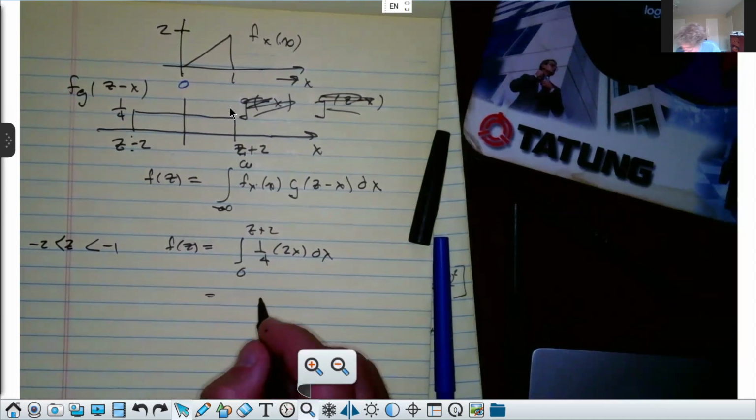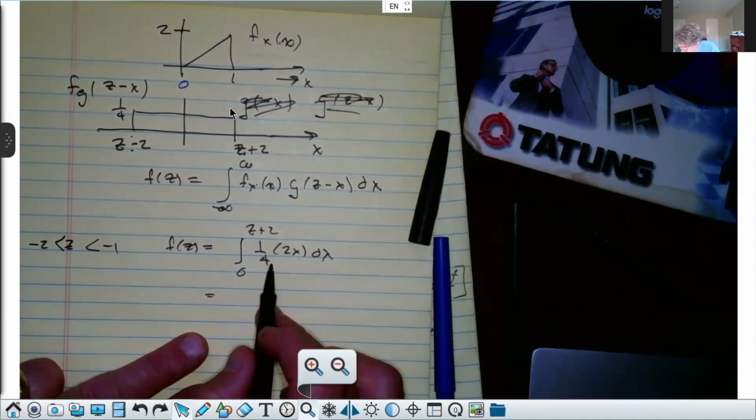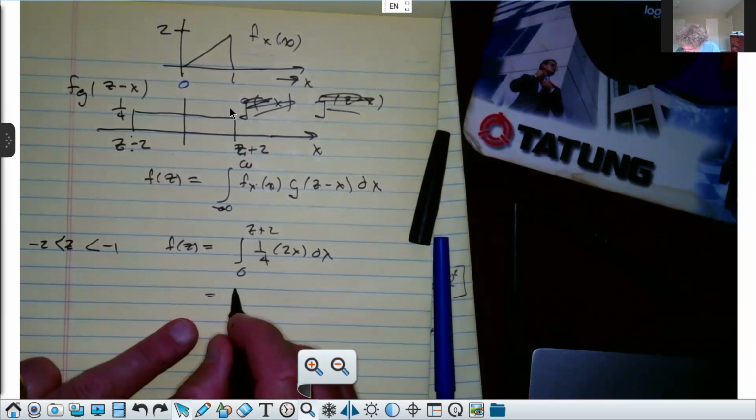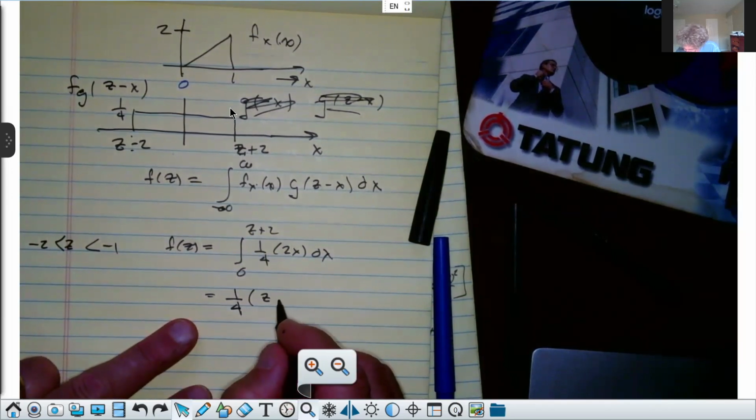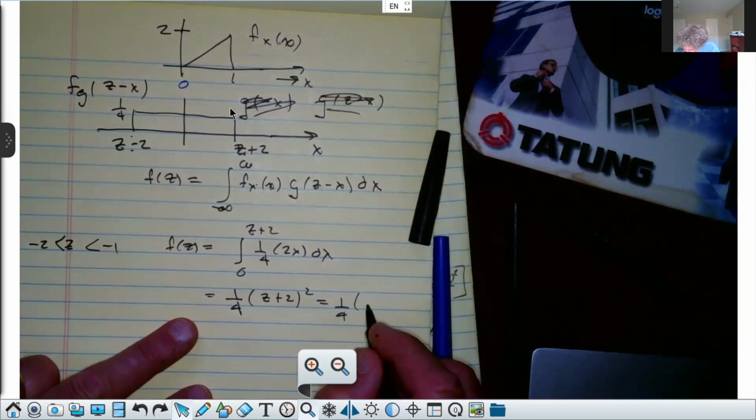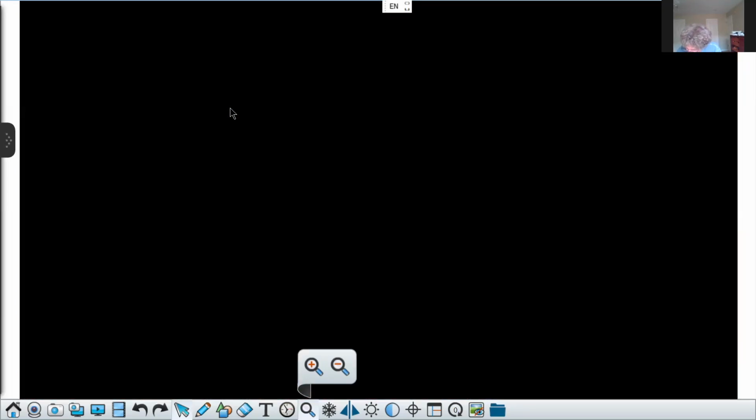So this is equal to, if you look at this, 1/2 times x dx. When I integrate 1/2 x dx, I get 1/4 x squared from 0 to this. So I get 1/4, and it's going to be z plus 2 squared. It'll be 1/4 times z squared plus 2z plus 4.